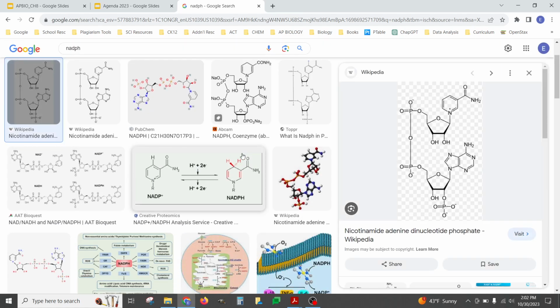So we look over here to the right. This is what NADPH looks like. Each one of these lines is a chemical bond, which is 2 electrons. So when we talk about adding electrons to it, all we're adding is an extra chemical bond. This is a pretty big molecule, and all we're adding is 2 electrons to it. Does that help provide clarification a little bit?